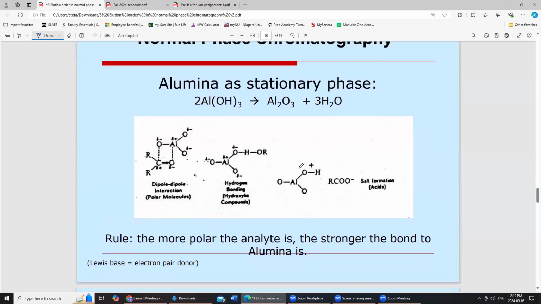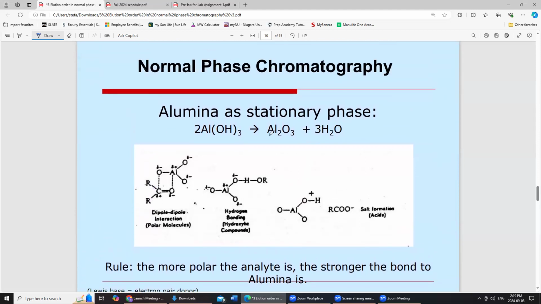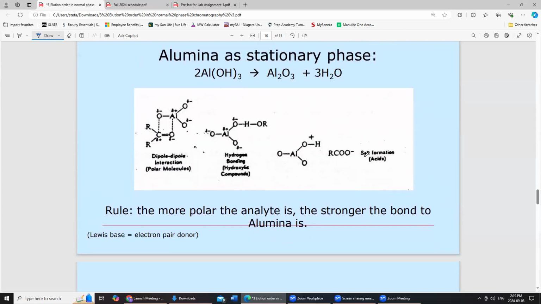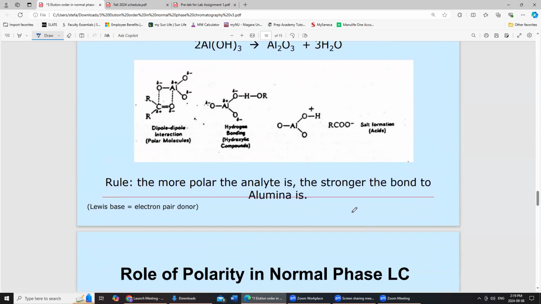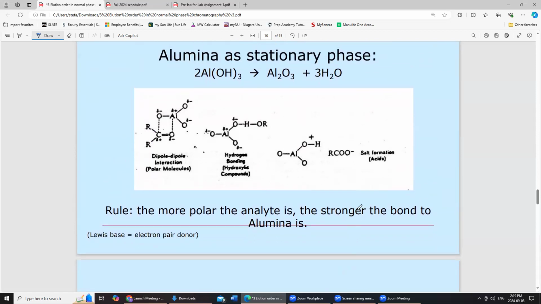So yes, the rule is, and again, don't worry exactly about what the stationary phase is. Worry about the polarity of the stationary phase. Worry about whether it's polar. Don't worry about exactly what it is. The silica gel columns we use have very complex structures. I don't think we're ever going to require you to understand exactly what they're made of. Just understand the principles involved. So yes, the rule is the more polar it is, the stronger the bond to the alumina is.